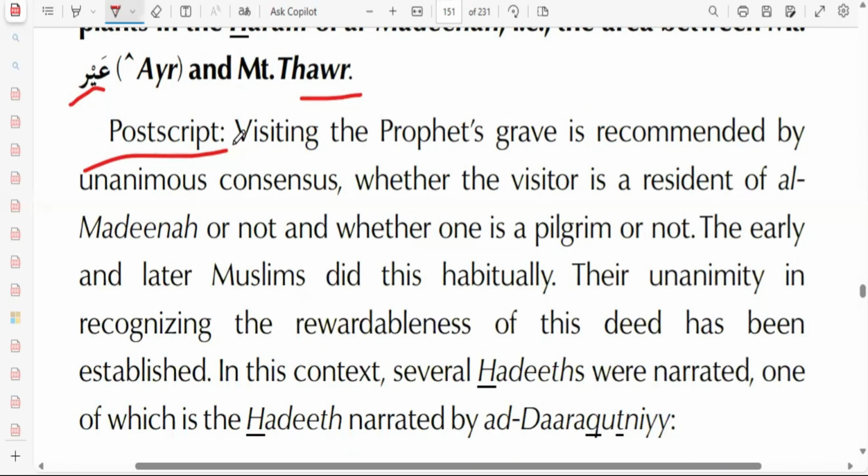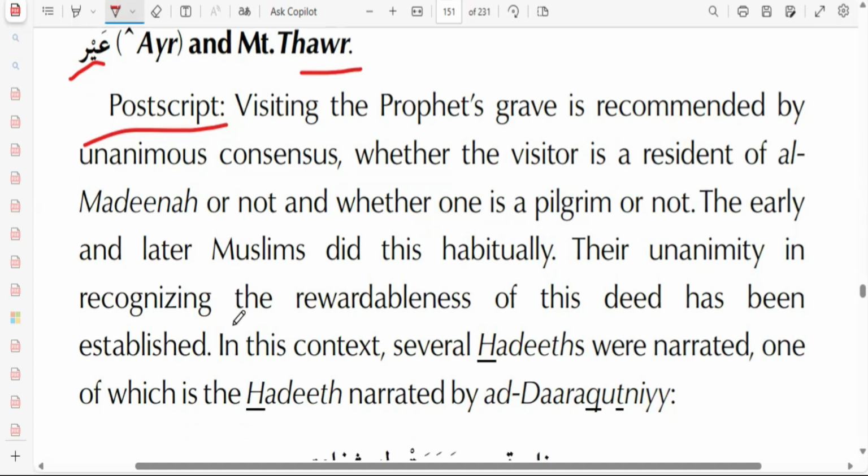Visiting the Prophet's grave is recommended by unanimous consensus. So that makes Wahhabis deviants because their creed is against this. Whether the visitor is a resident of Al-Madinah or not, and whether one is a pilgrim or not, the early and later Muslims did this habitually. Their unanimity in recognizing the rewardableness of this deed has been established.